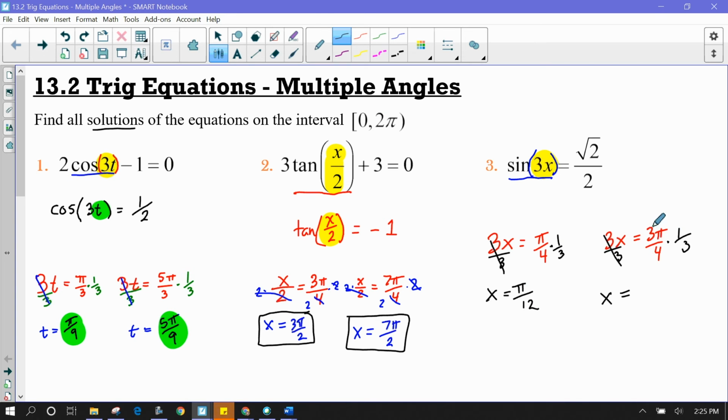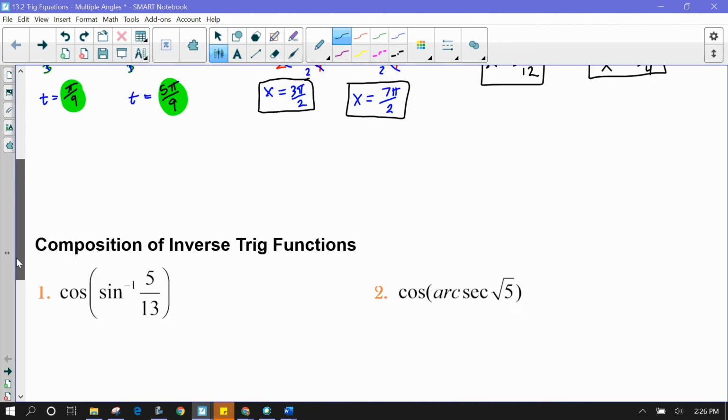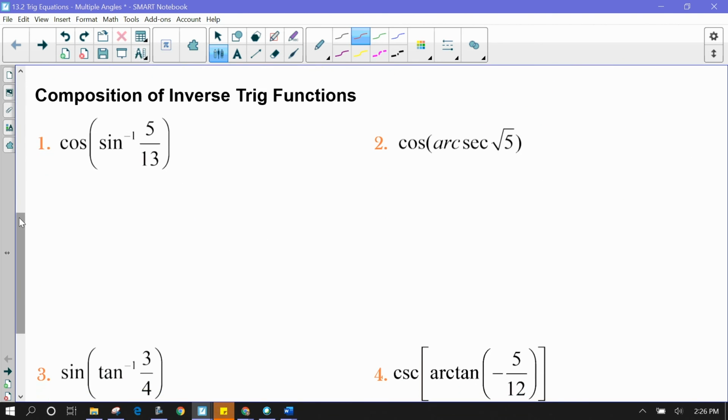And for the other solution, I see that 3 and 3 are like factors, so those cancel out, and I'm just left with pi over 4. So my two solutions are pi over 12 and pi over 4. So that's working with trig equations. We're also now going to be talking about how to evaluate the composition of inverse trig functions.